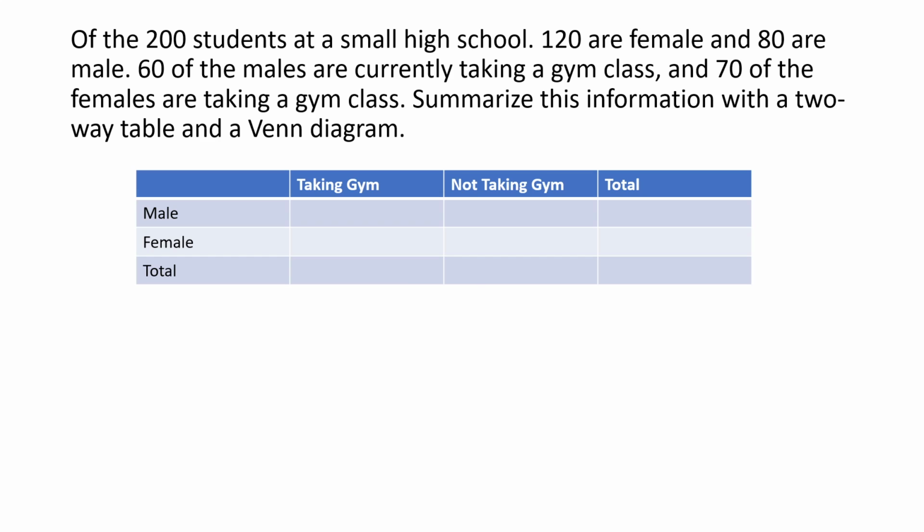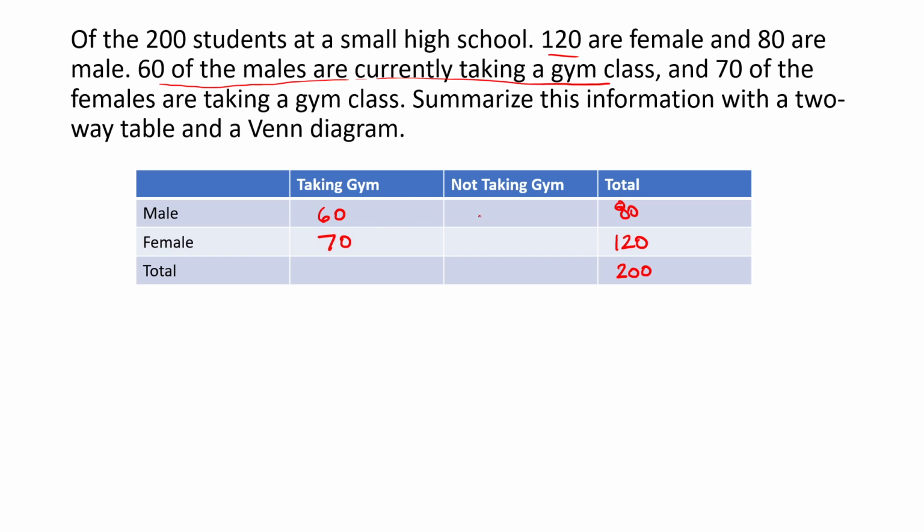And then into that, we want to fill out, first of all, we know there's 200 students total. Okay, so you kind of build this piece by piece. And then what are they telling us? 120 are females, so the total number of females and the total number of males. Okay, and then of those, 60 of the males are currently taking a gym class. So that's not telling us this part, right? It's telling us the males that are taking gym, male and taking gym. So that's going to go in this slot. Okay, and then female and taking gym goes right here.